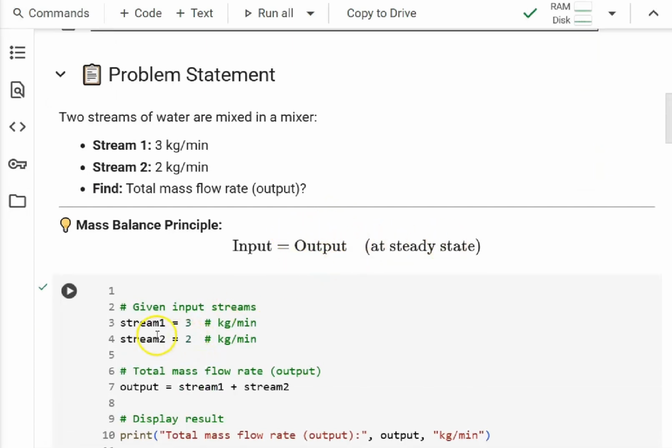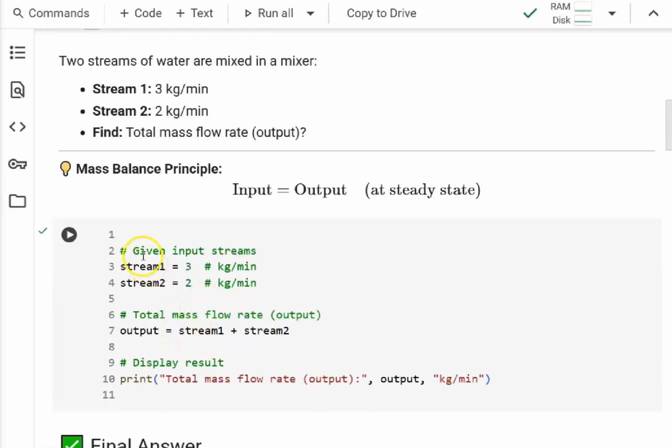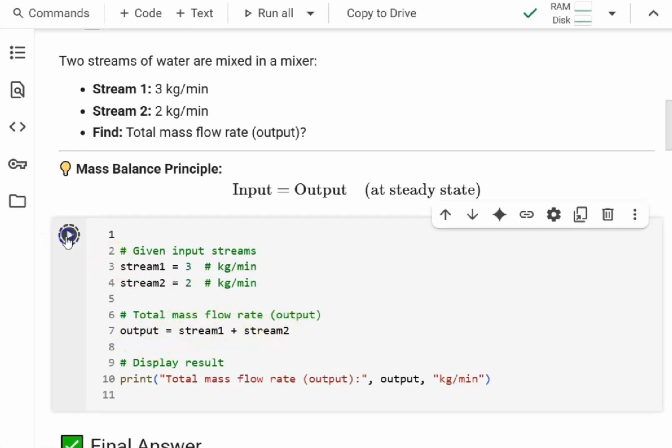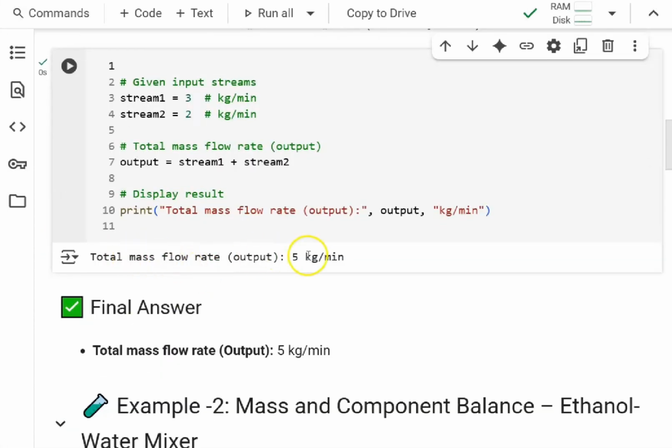Using Python, it is very simple. Given input streams, stream 1 is equal to 3 kg per minute and stream 2 is 2 kg per minute. The total mass flow rate, the output, is equal to stream 1 plus stream 2. If I run that, I get the total mass flow rate, the output, 5 kg per minute. So that is very straightforward.